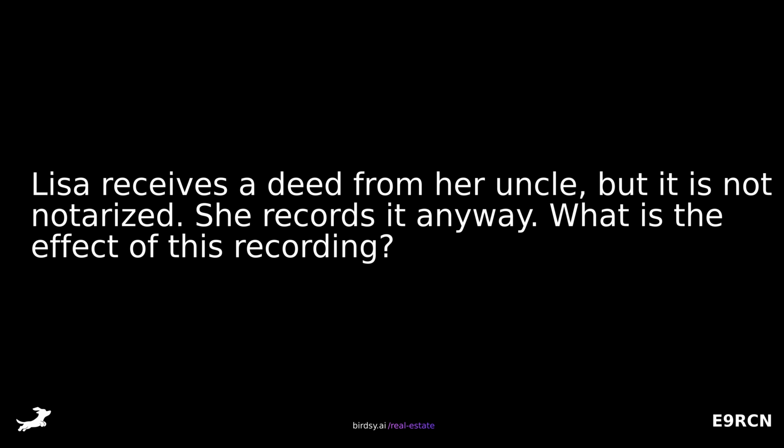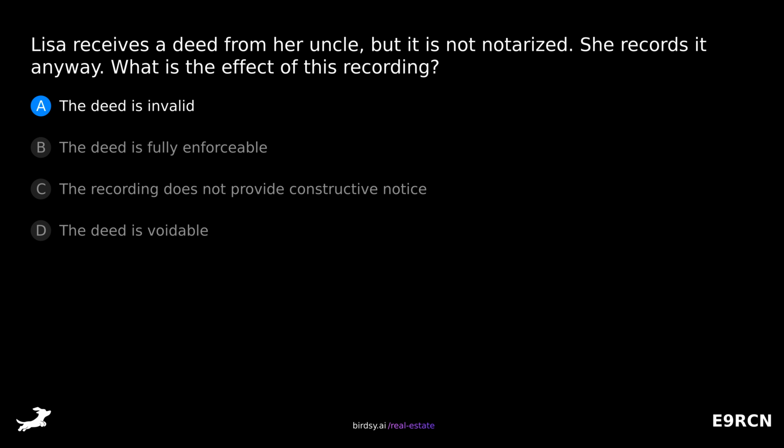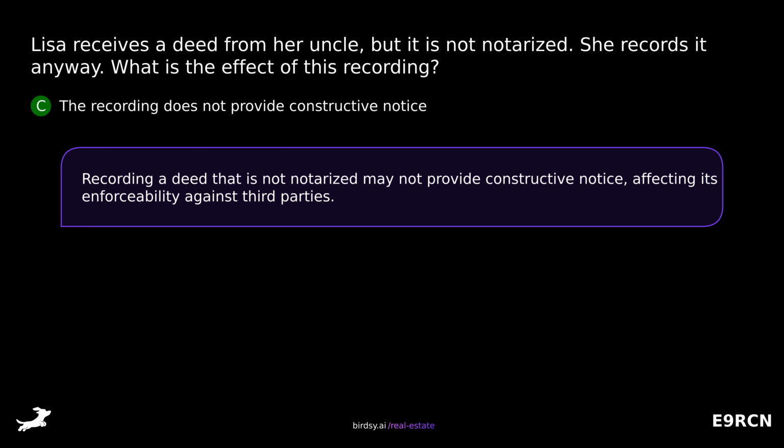Lisa receives a deed from her uncle, but it is not notarized. She records it anyway. What is the effect of this recording? Is it A. the deed is invalid, B. the deed is fully enforceable, C. the recording does not provide constructive notice, or D. the deed is voidable? The answer is C. the recording does not provide constructive notice. Recording a deed that is not notarized may not provide constructive notice, affecting its enforceability against third parties.